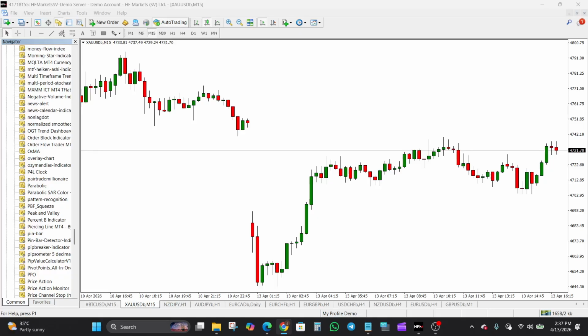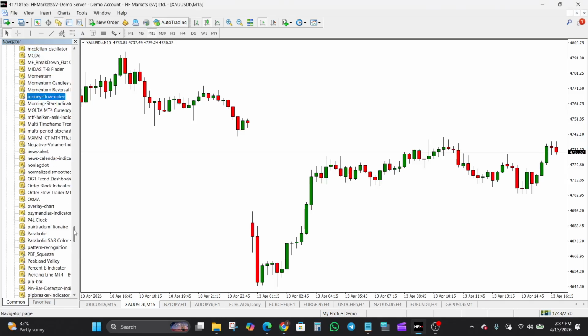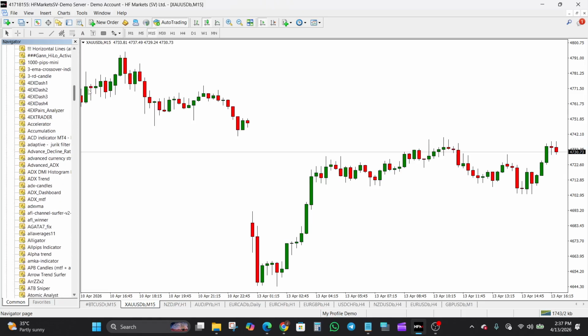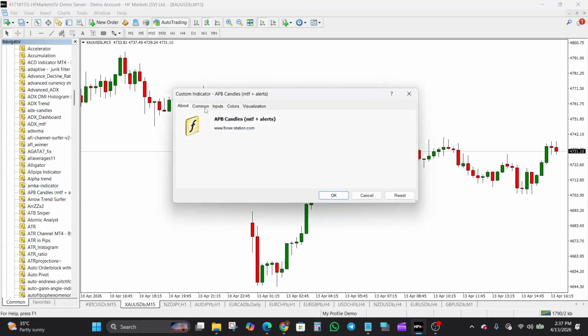The Genesis matrix trading system actually comprises several indicators, and we are going to be adding the indicators to the chart one after the other. So let us start with the APB candles. Alright, here we go. The APB candles, drag and drop, ensure that the allow DLL imports box is checked.